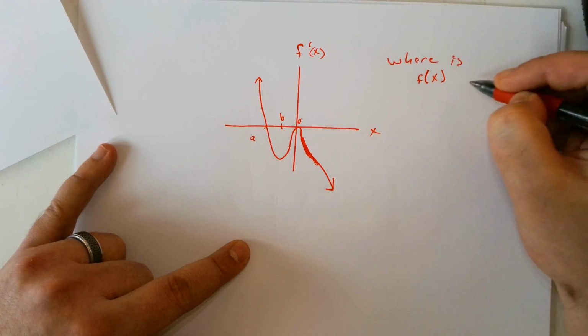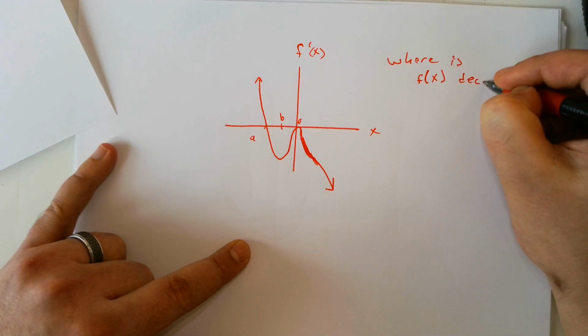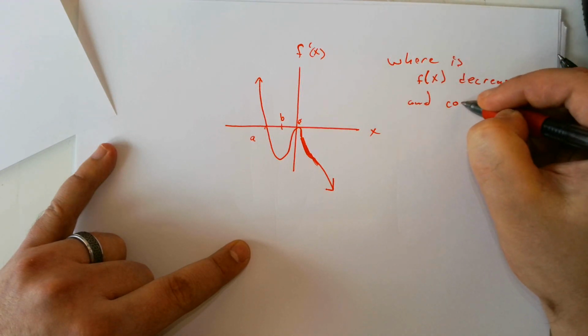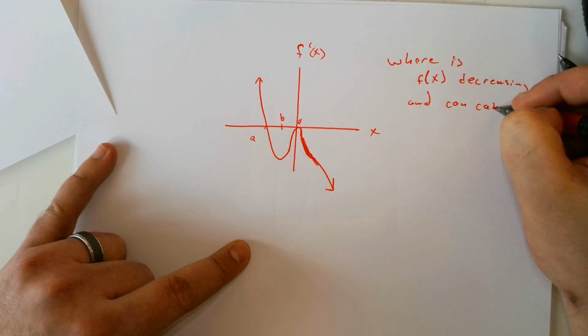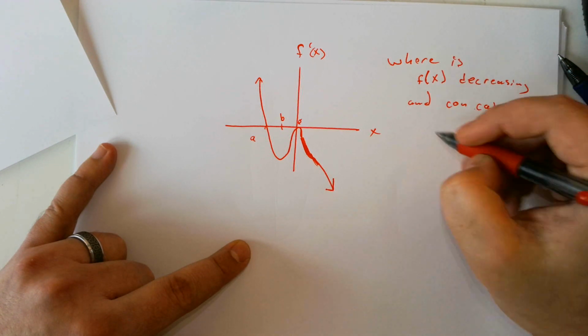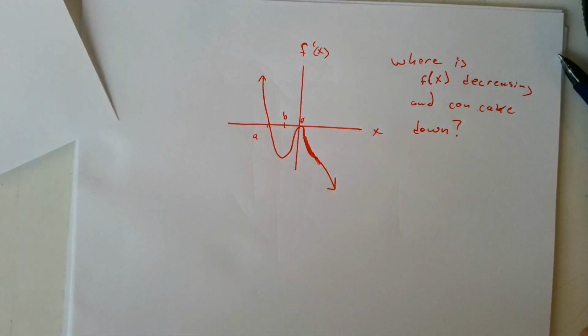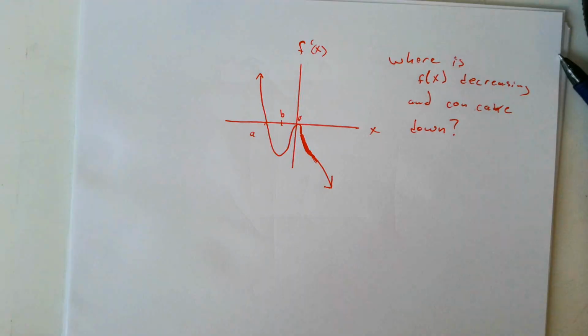Where is f of x decreasing and concave, that's spelled right, down. And again, something good will happen if you're one of the people that volunteered for this extra work and you bring this in correctly.